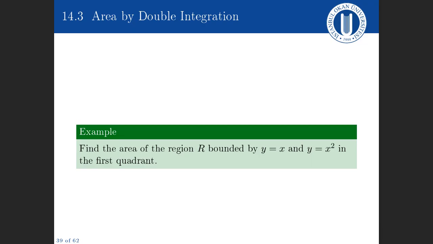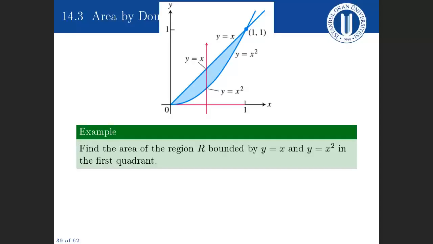For example, find the area of the region R bounded by y equal to x and y equal to x squared in the first quadrant. Here is a picture of this region. We need to find the limits of integration. Let's do dy dx. So first we're going to look for the limits of x, and then we're going to look for the limits of y. X is going to be between 0 and 1.